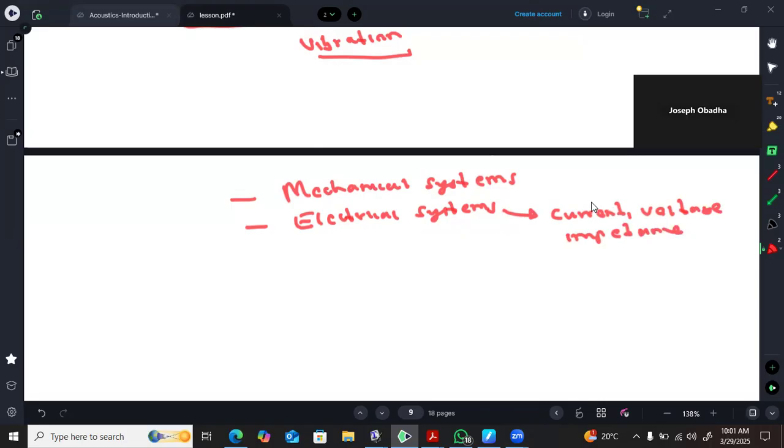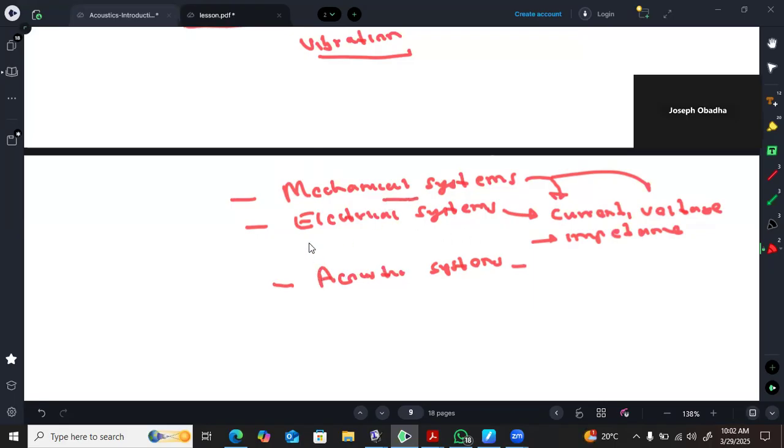If we can relate them with the mechanical variables, so that we find the equivalent of a current in a mechanical system, the equivalent of voltage in a mechanical system, and the equivalent of the impedance, and then we can relate this to the acoustic systems, so that we also get to understand the acoustic variables. How do the acoustic variables relate with the electrical variables and the mechanical variables?